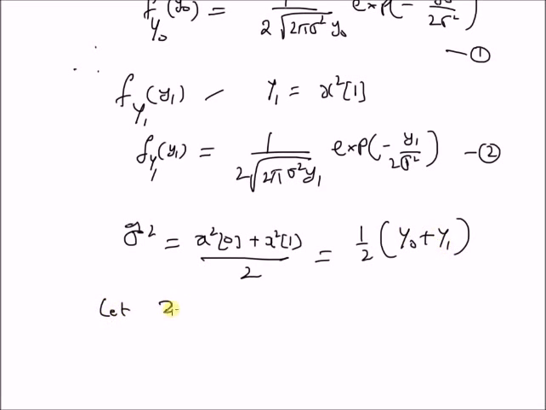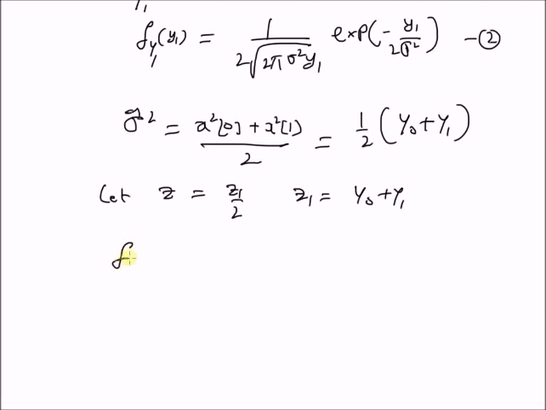So let z equal z1 by 2, where z1 is equal to y0 plus y1. Since y0 and y1 are independent of each other, and we know their probability density functions, we can easily determine the probability density function of z1. The probability density function of z1 is defined by the convolution of the probability density functions of y0 and y1. The proof for this theorem is given in a previous video.